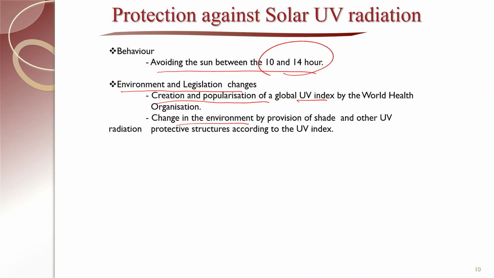Change in the environment by provision of shade or other UV radiation protection structure according to the UV index. So, the UV index will be for a particular environment. If the UV index is high, that means there is a chance of more UV rays coming, so the threat will be more. In that case, a protective structure can be built. The location where the UV index is high, we should develop or create the structure accordingly.